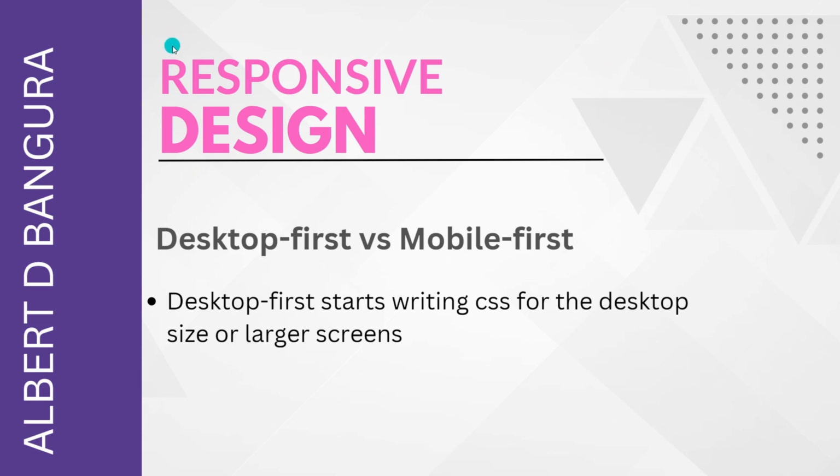So I'll go through briefly just about 7 slides, just to give us an understanding of what responsive design is all about with CSS. In responsive design we talk about desktop first and mobile first. When we talk about desktop first, we mean that we start writing CSS for the desktop size or larger screens.